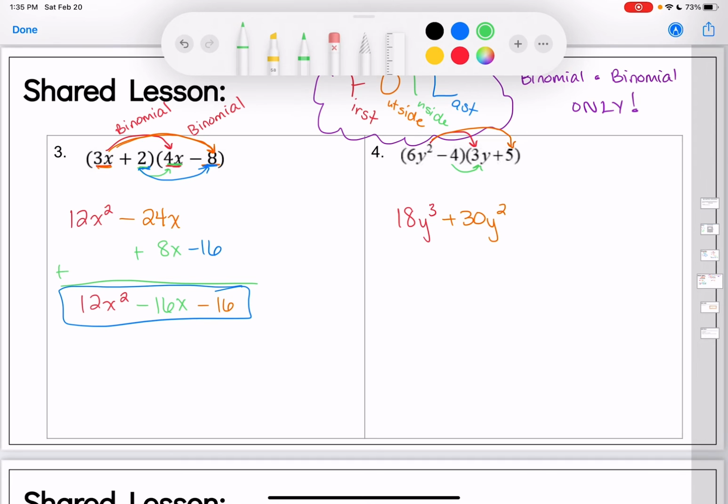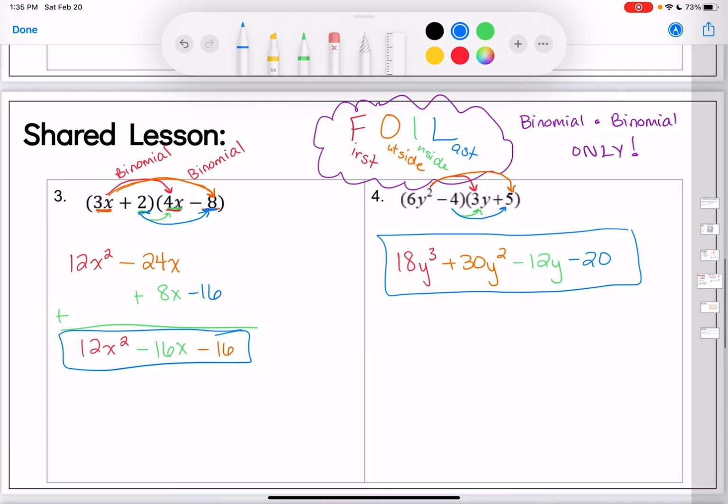Inside would be -4 times 3y, which would give me -12y. Last would be -4 times 5, which is -20. Oh, in this one, no like terms. So I guess that's my final answer. So sometimes when you FOIL, you can combine some like terms. Sometimes when you FOIL, you can't, and that's okay. FOIL is just that double distribute process with a fancy name.